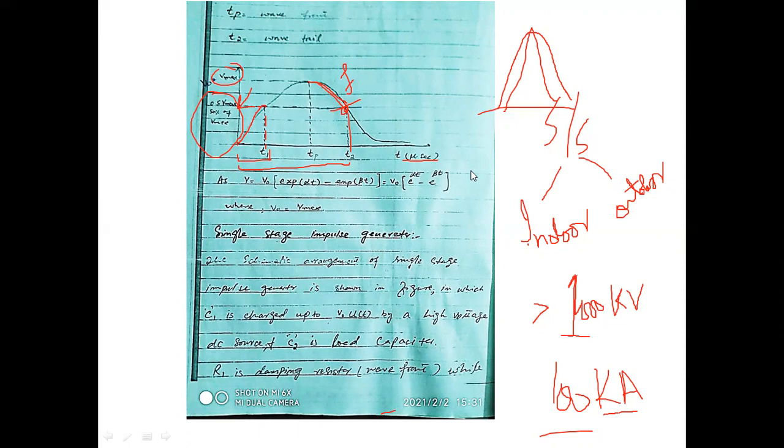The second kind is caused by the switching phenomena. So there are two main causes for the impulse voltage. The one is lightning, which I have discussed, and the other is switching. The second kind is caused by the switching phenomena.